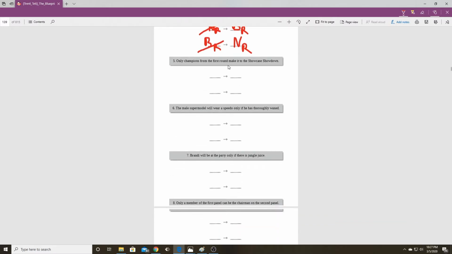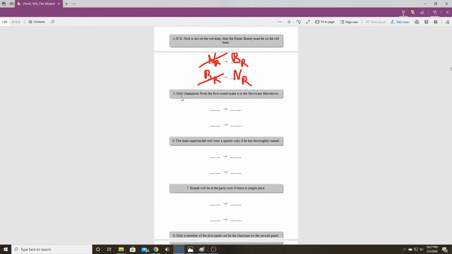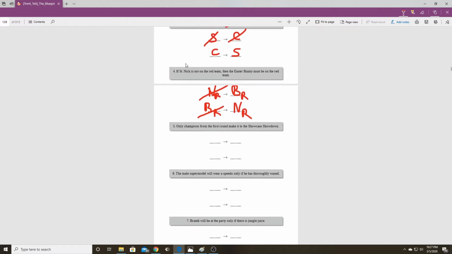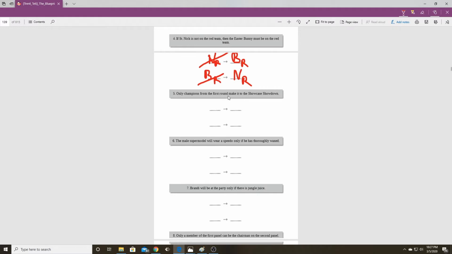Only champions from the first round make it to the showcase showdown. Remember, the term only is actually the opposite of the term if. So only champions from the first round make it to the showcase showdown. So this is the necessary, and that's the sufficient. So remember the S to N equation. We're basically going to say make it to the showcase showdown, if you're a champion. So, if you are not a champion, then you won't make it to the showcase showdown. Simple as that. I made a mistake, and the champion is supposed to be from the first round. That's my fault. Just want to make that clear. So, really, this should be an F, so you have to be from the first round. So that's how it should properly look. Either way, it's basically the same thing.